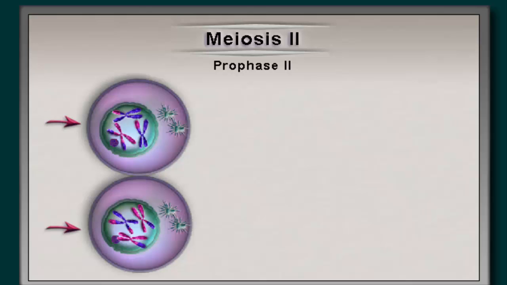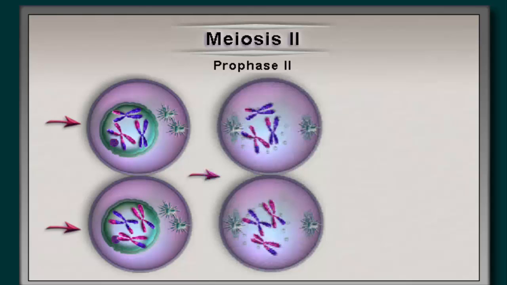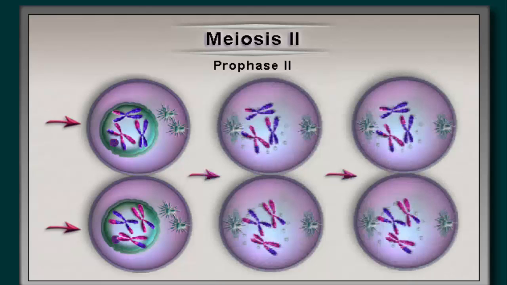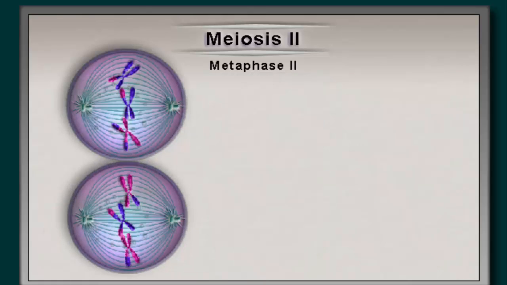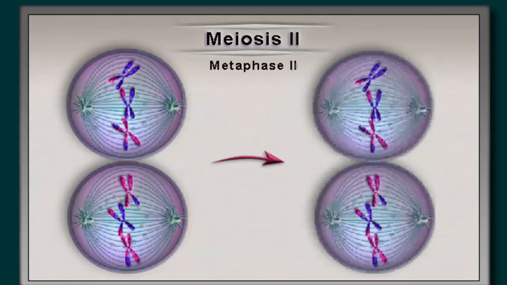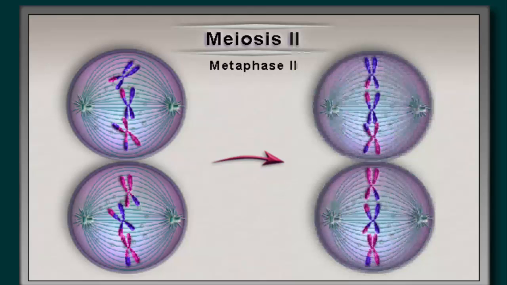In prophase II, the nuclear envelope and nucleolus, if present, disappear. A spindle forms, and the chromosomes, which are in the form of paired sister chromatids, migrate toward the equator of each daughter cell. Metaphase II follows prophase II, and like metaphase of meiosis I and mitosis, lasts only a short duration. The spindle is complete, and the chromosomes line up in random order along the metaphase plate in each daughter cell.